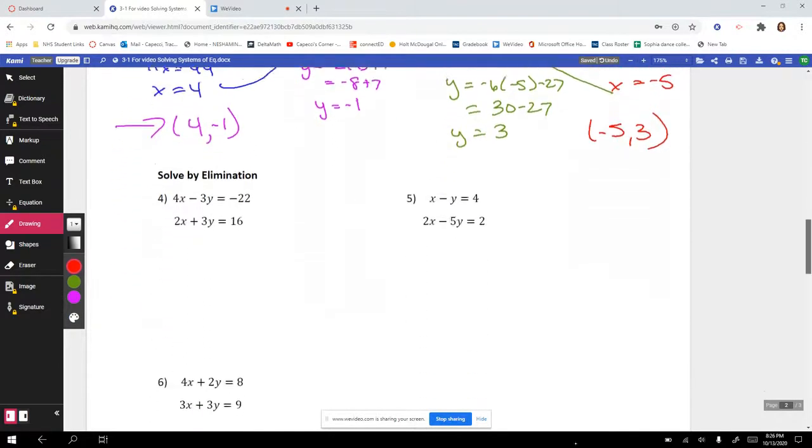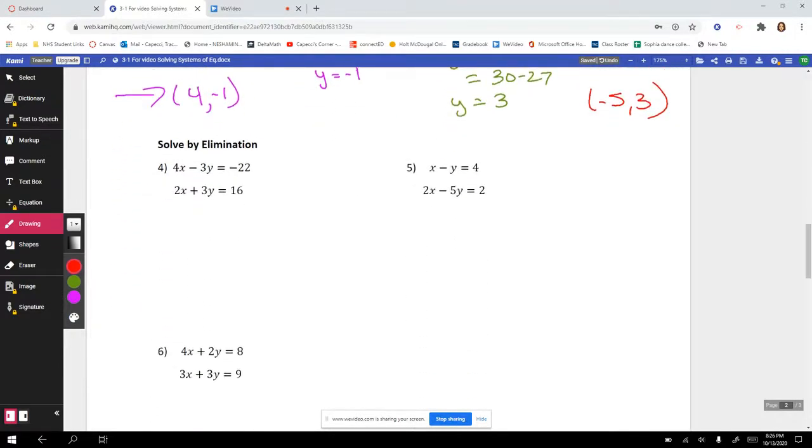All right, let's look at our third method. Solving by elimination. This is my favorite one. I like using this one. So what we're trying to do is eliminate one variable by adding. So if you look at number 4, we have 3 problems here, each of a different level. If I were to add these equations here, negative 3y and 3y become 0. They zero out, which is what I want.